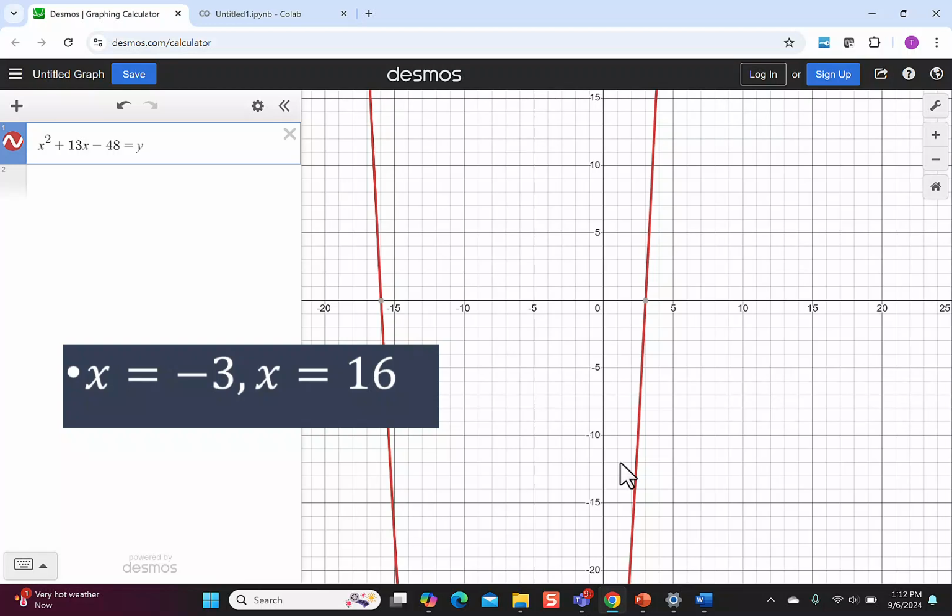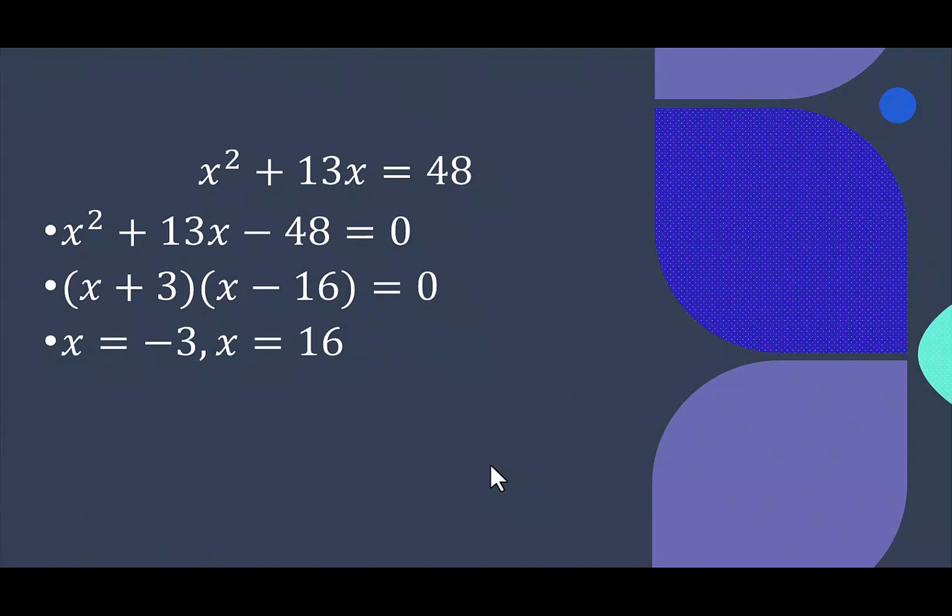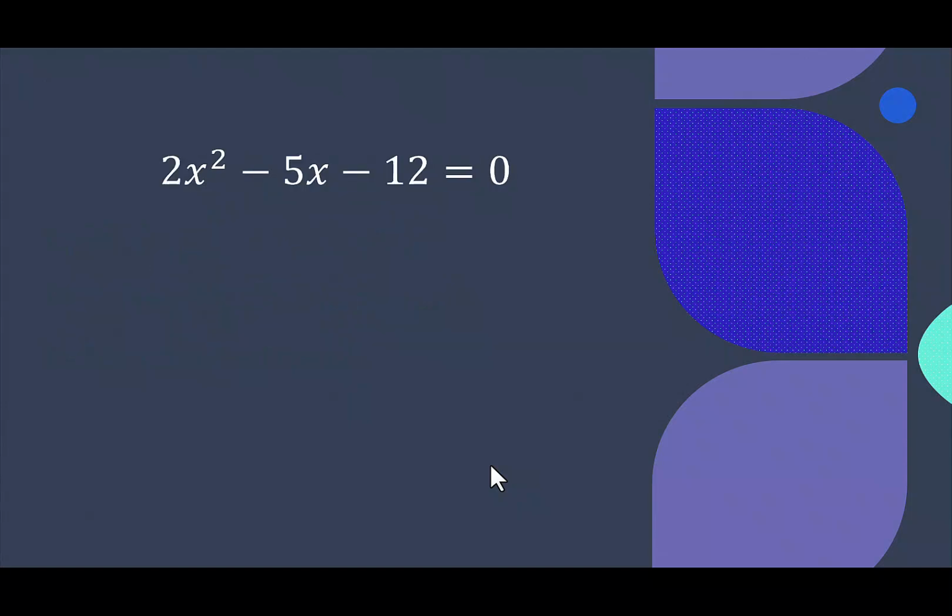So let's compare our 3 and negative 16 to the solution we found earlier. Notice our signs don't match. Let's take a look at the signs of our initial factoring. I had plus 3 and negative 16, which doesn't work. 3 and negative 16 is negative 13, not a positive 13x. I need to flip my signs to get the right factors. This gives us the solutions of 3 and negative 16 that we saw in Desmos, and we quickly caught our small mistake in signs.